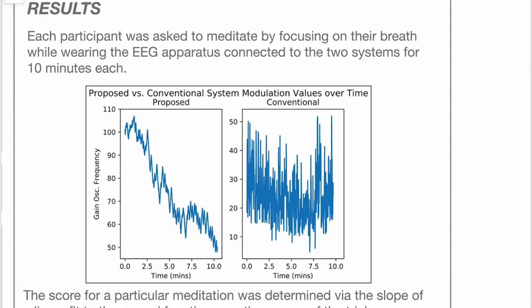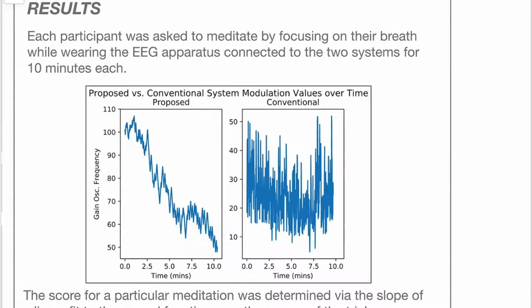To test the system, we were only able to use 5 participants due to COVID constraints. Each participant spent 10 minutes meditating with each system, and the modulation parameter, EEG band powers, and meditation scores were recorded for the duration of each trial.